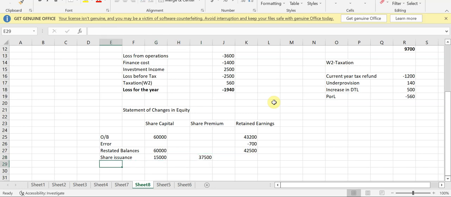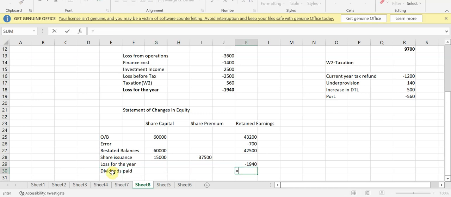Okay, then we have the profit for the year. So in this case we have the loss for the year, and loss for the year should be removed from the retained earnings. Press equal to sign, and this 1940. Okay, then we have the dividends. Dividends paid should be deducted from the retained earnings.